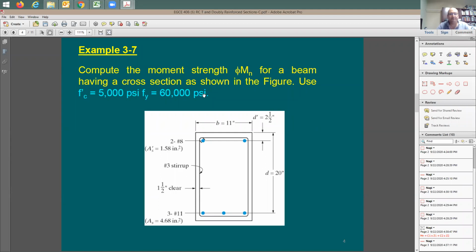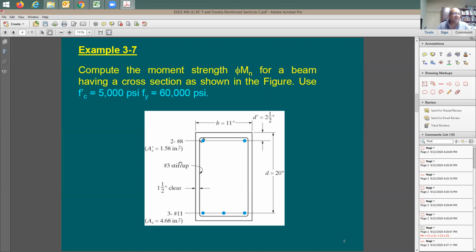Information provided. The width b is 11 inches. Depth to the tension reinforcing is 20 inches. Depth to compression steel, 2.5 inches, given. There is no calculation here for it. Reinforcing tension, 3 number 11. Reinforcing compression, 2 number 8. Here's As prime, here's As. They give you all of that.